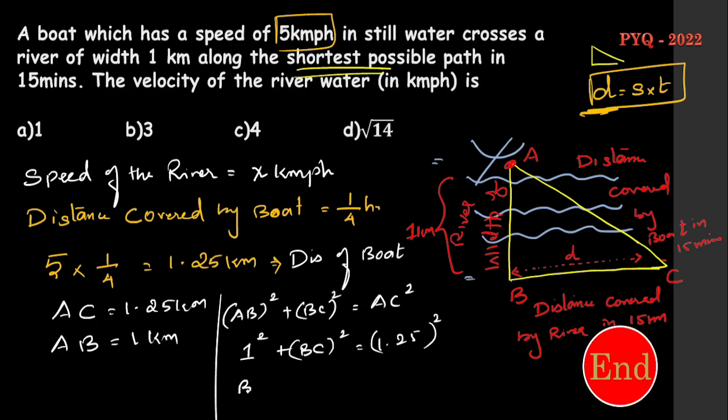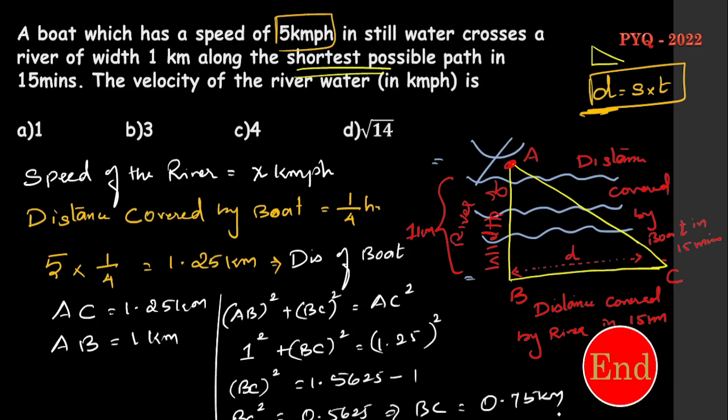So I can write BC square is equal to 1.5625 minus 1. 1 square is 1 and 1.25 square is 1.5625. Okay, so BC square is equal to 0.5625 and BC is equal to the root of that, 0.75 kilometer. So 0.75 kilometer is what? BC, the distance covered by the river. Okay, now we will find the answer.